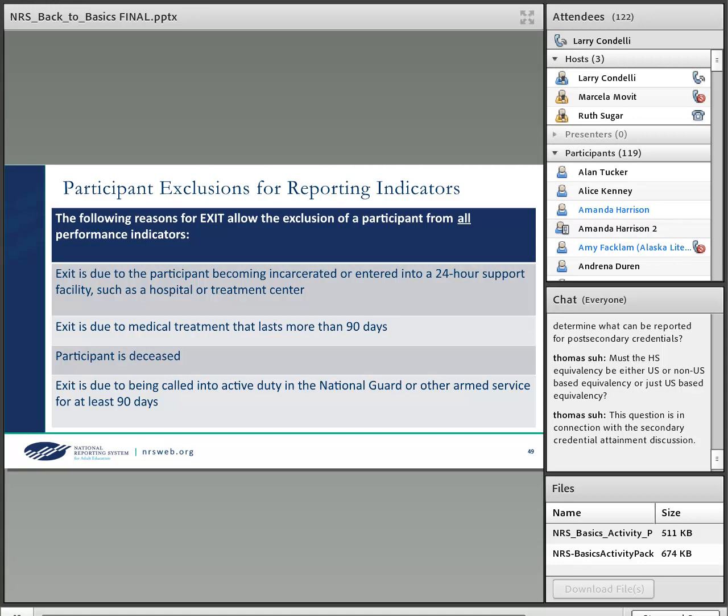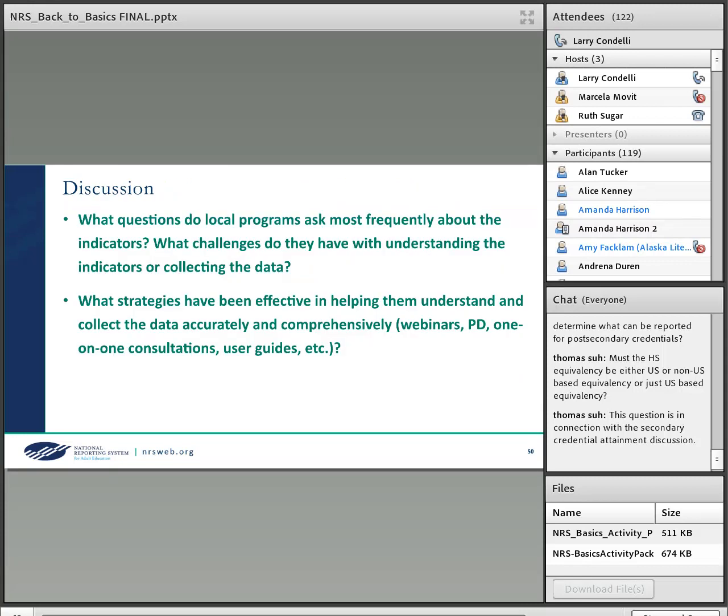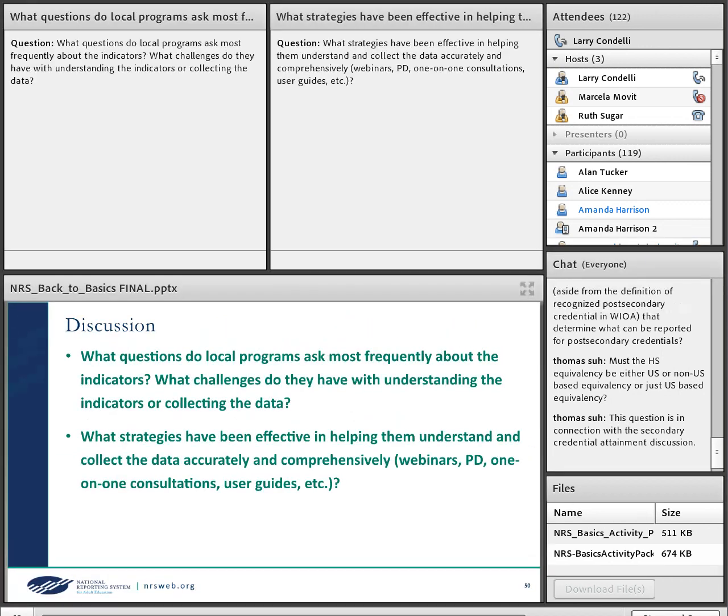You don't have to follow up. Did they get a job, for example, or get a credential? You wouldn't expect them to have that ability to do so. And those are noted in WIOA.